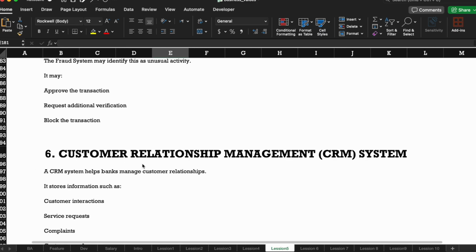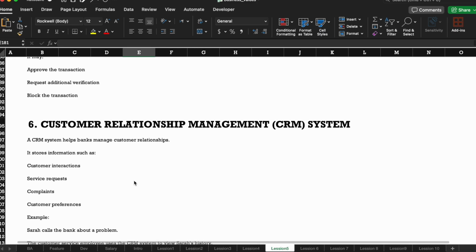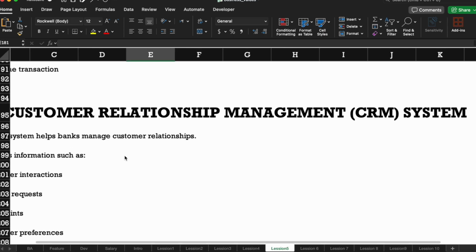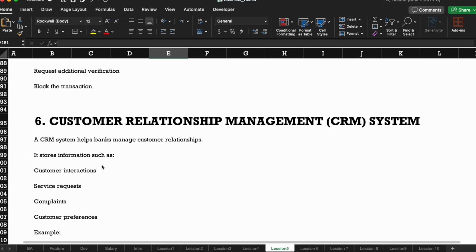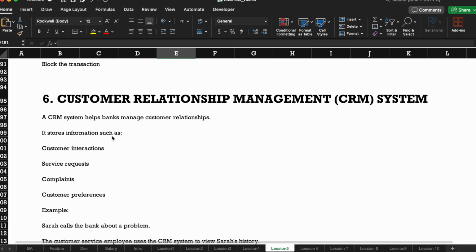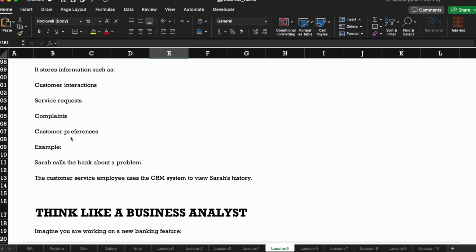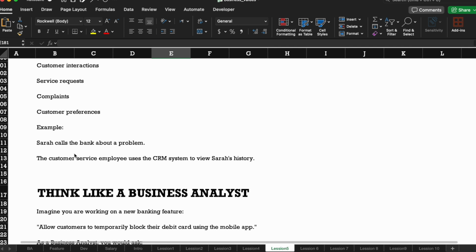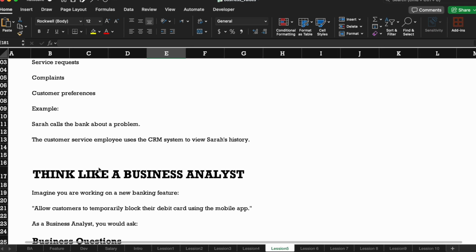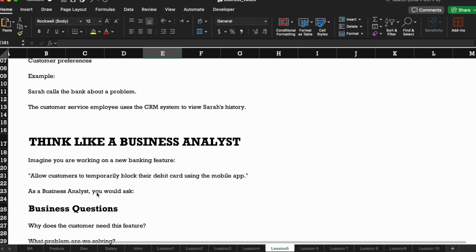Right? Number 6, customer relationship management, very important. The CRM system helps the bank manage customer relationships. It stores information such as customer interactions, service requests, complaints, and customer preferences. Example, Sarah calls her bank about a problem. The customer service employee uses the CRM system with Sarah's history.